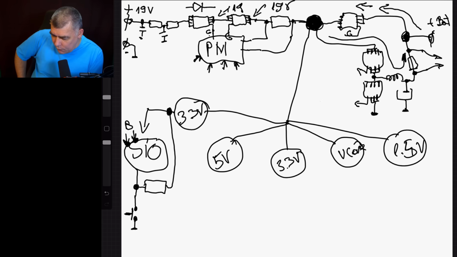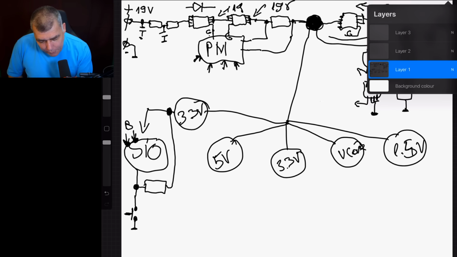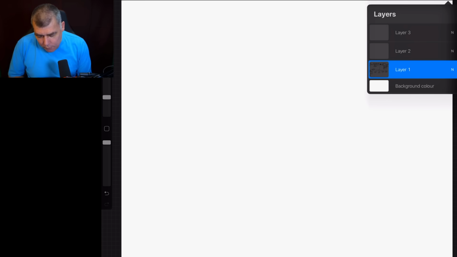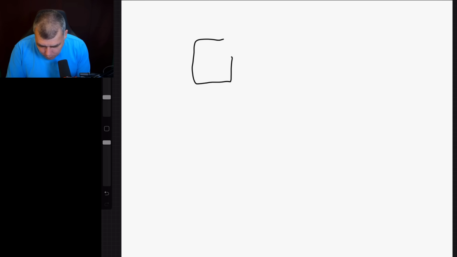Good. Now the next thing: you check 19 volts. You can check everywhere on your laptop where you have a power supply pad. Power supply pad meaning two MOSFETs. Yeah, that's the pad.